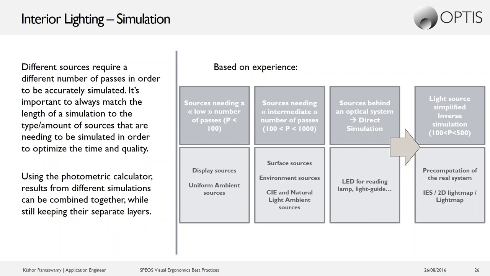So one useful tip is to simulate the different sources individually and then combine the results at the end using the photometric calculator. So this allows you to separate the sources requiring a low number of passes from those requiring a high number of passes and improve your overall simulation time.